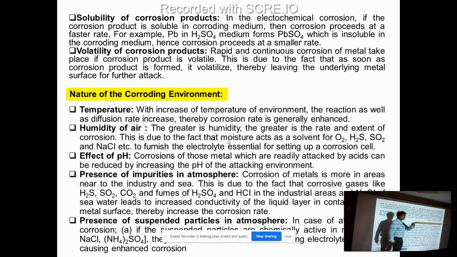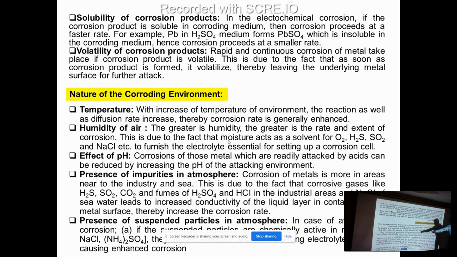Now presence of impurities. We just now said the impurities will increase the heterogeneous sites. In other words, that is what impurities in the metal do. Now impurities in the atmosphere, what will they do? See, in the atmosphere, what is there? In our atmosphere in the classroom now, there are a lot of carbon dioxide molecules, a lot of nitrogen molecules, a lot of H2S molecules also. Right? So what will happen? These are all impurities. Look at the line I have written. The corrosion of metals is more in areas near the industry and sea, because the sea will give more impurities in the air.